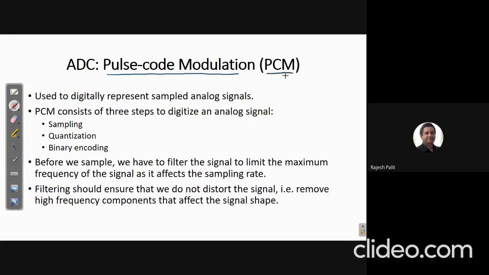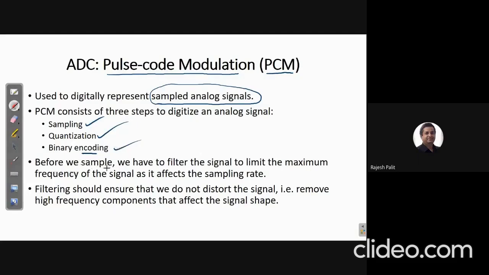It is used to digitally represent a sampled analog signal. That means you take samples of the analog signal. There are 3 steps to digitize an analog signal: sampling, quantization, and encoding.